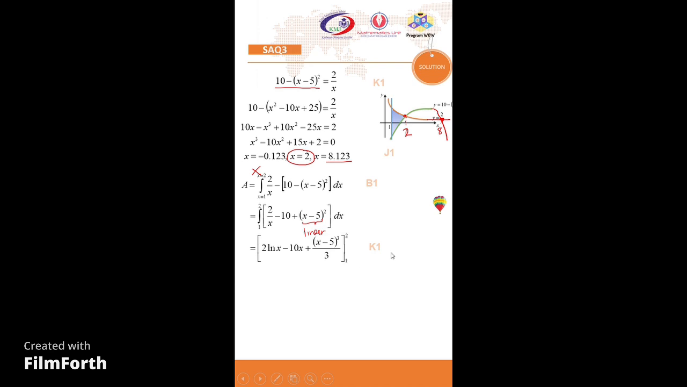So here you have 1 mark, and the next mark is for you to substitute the upper limit into x, and then minus the substituted lower limit into x, and then you calculate the value, and then you get the final answer and then the final mark.